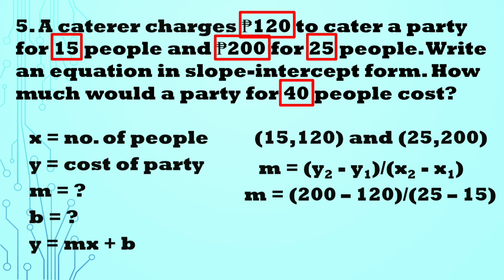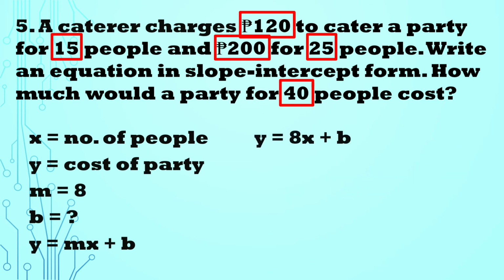So, i-minus na natin. So, 200 minus 120 is equals to 80 and 25 minus 15 is equals to 10. So, 80 over 10 or 80 divided by 10 is equals to 8. So, ang ating slope ay 8. Ayan. So, meron na tayong slope. And now, we're looking for the b or the y-intercept. Ayan. So, y equals 8x plus b. So, ang slope natin ay 8.